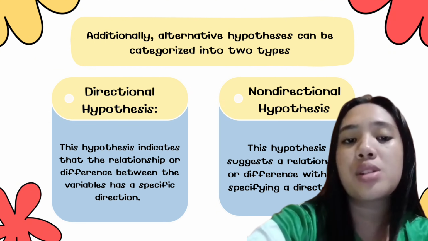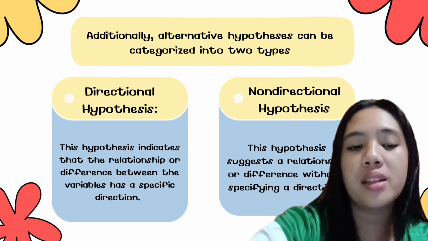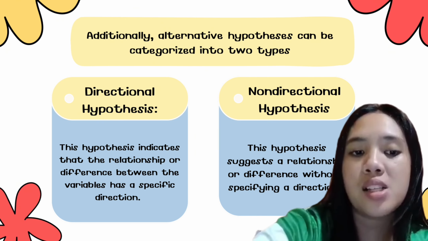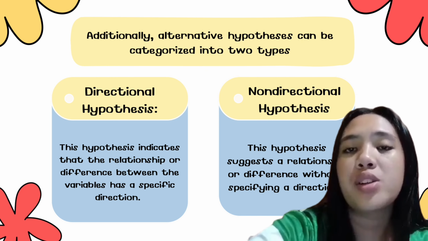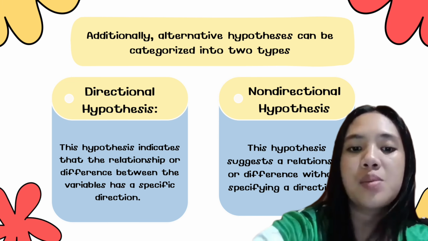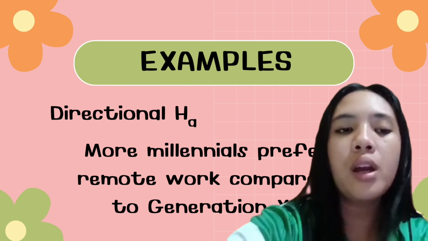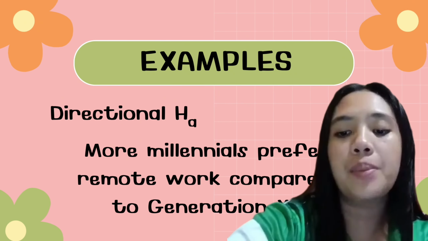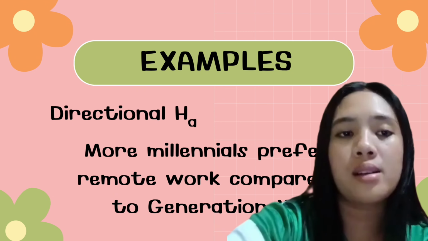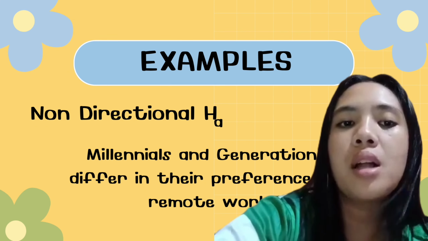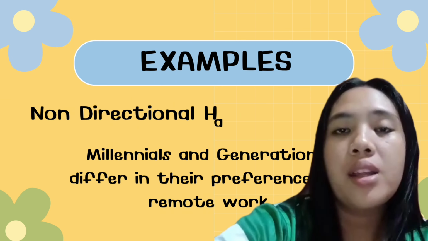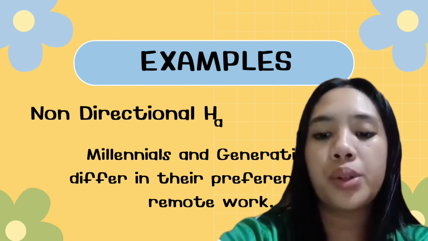Let's go for directional hypothesis. This hypothesis indicates that the relationship or difference between the variables has a specific direction. For non-directional hypothesis, this hypothesis suggests a relationship or difference without specifying a direction. For example of directional hypothesis, more millennials prefer remote work compared to Generation X. For non-directional hypothesis, millennials and Generation X differ in their preference for remote work.